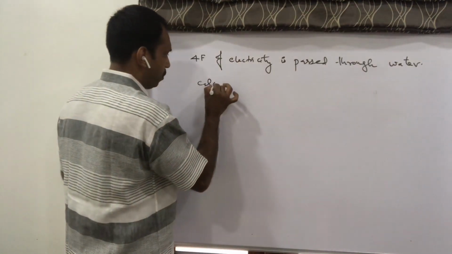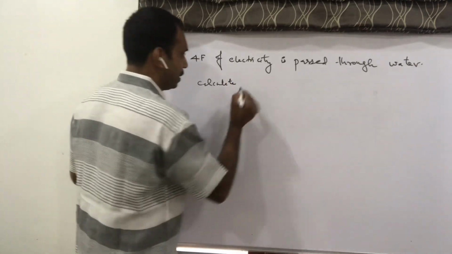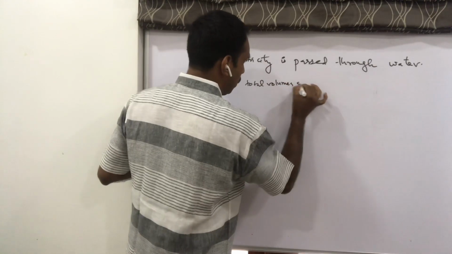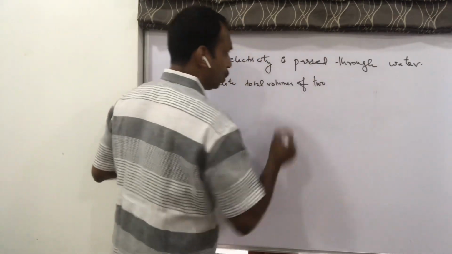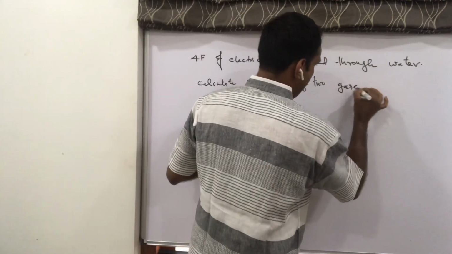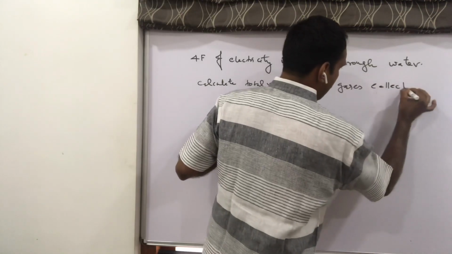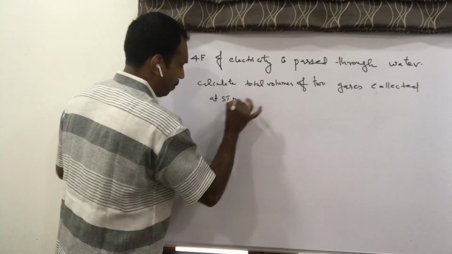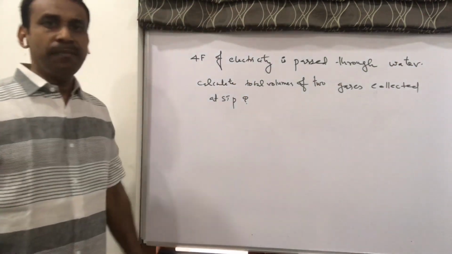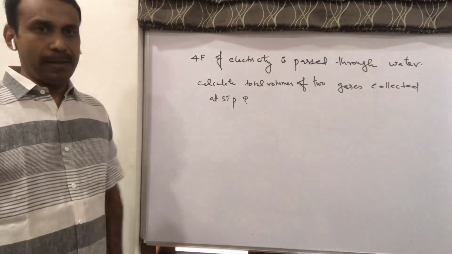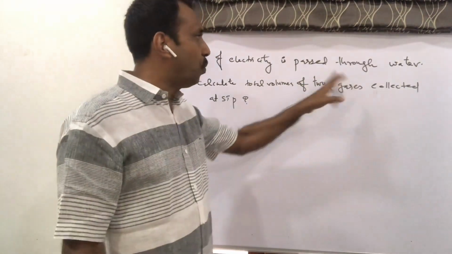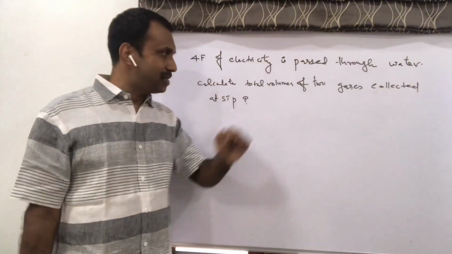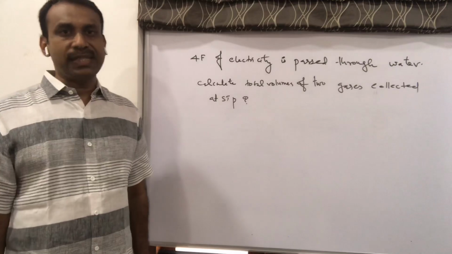Calculate the total volume of 2 gases collected at STP. You see the question? 4 Faraday of electricity is passed through water. Calculate the total volume of 2 gases collected at STP.